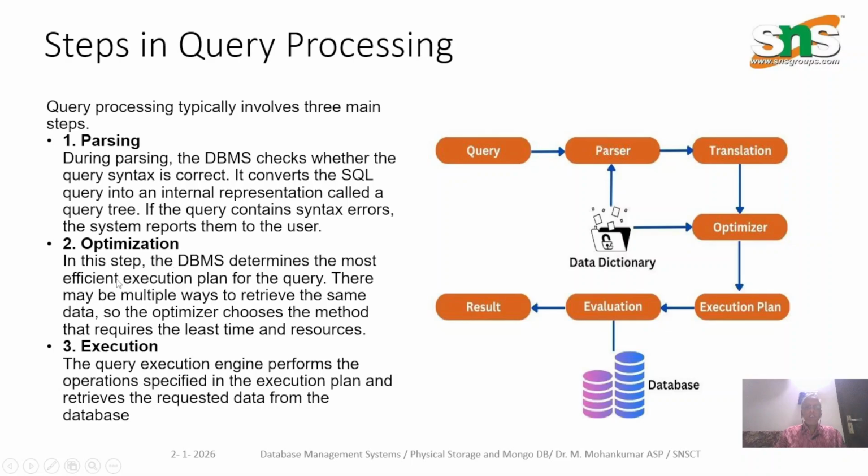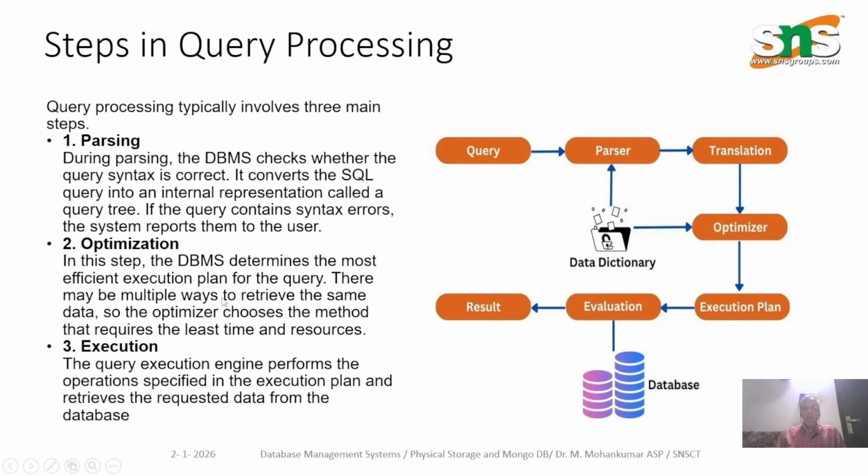Then optimization. In this step, the DBMS determines the most efficient execution plan for the query. Here, the customer created the query. First, we check whether the query is right or not. If the query is right, then we come to optimization. In optimization, there may be multiple ways to retrieve the same data. Yes, we have different approaches. It is possible to retrieve the same data in several ways, but the optimizer will suggest which way is the right one to execute the query very fast.